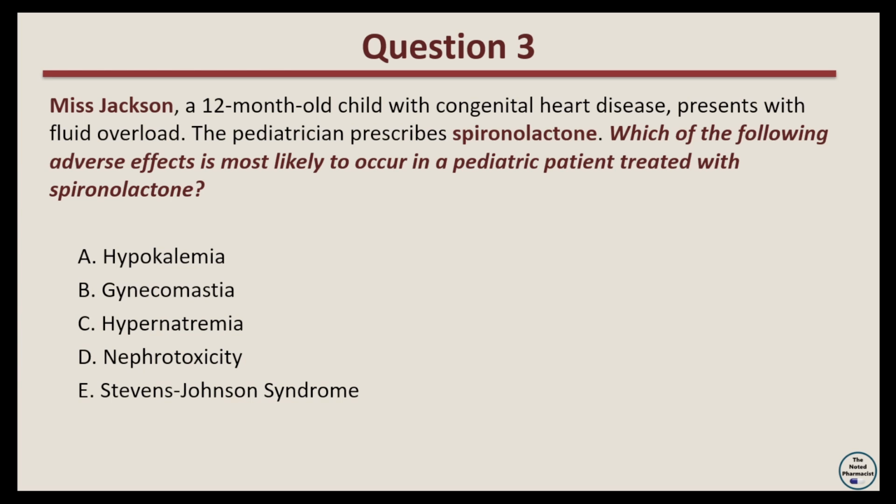Question 3. Miss Jackson, a 12-month-old child with congenital heart disease, presents with fluid overload. The pediatrician prescribes spironolactone. Which of the following adverse effects is most likely to occur in a pediatric patient treated with spironolactone? Option A, hypokalemia. Option B, gynecomastia. Option C, hypernatremia. Option D, nephrotoxicity. Option E, Stevens-Johnson syndrome.